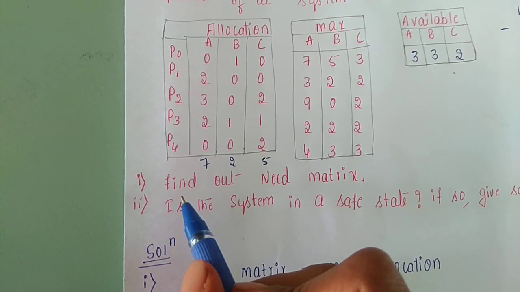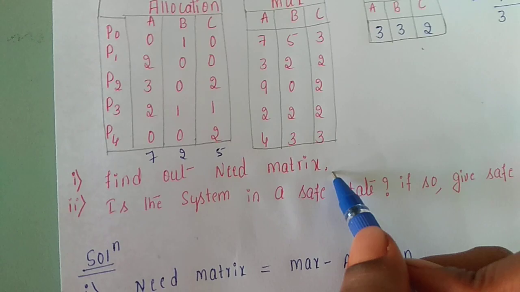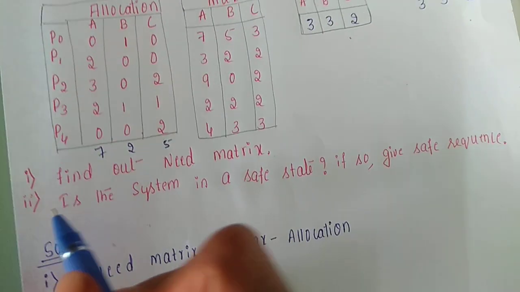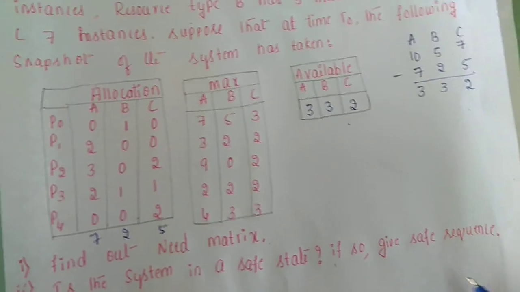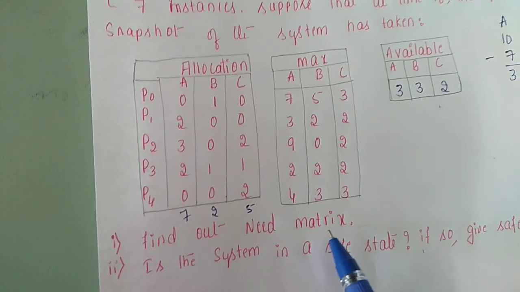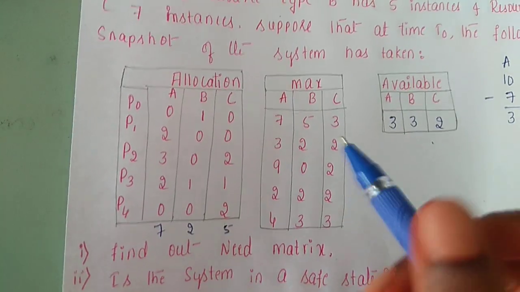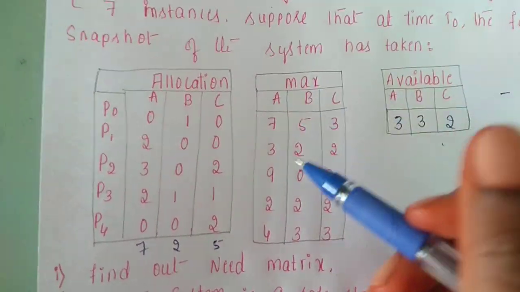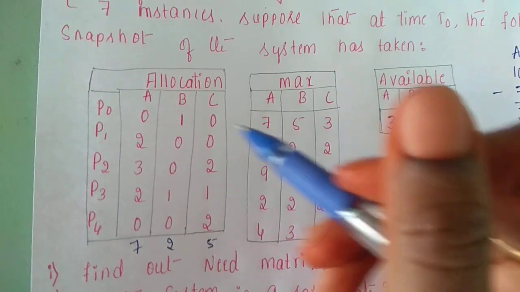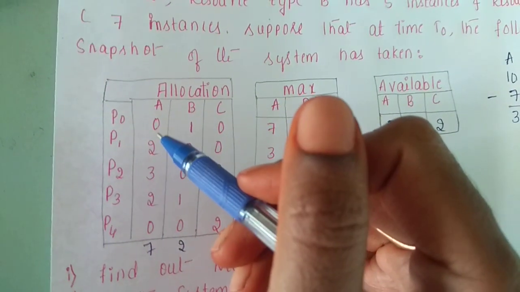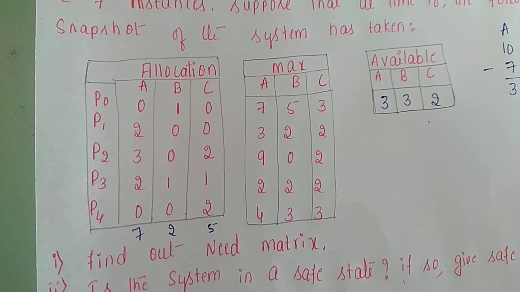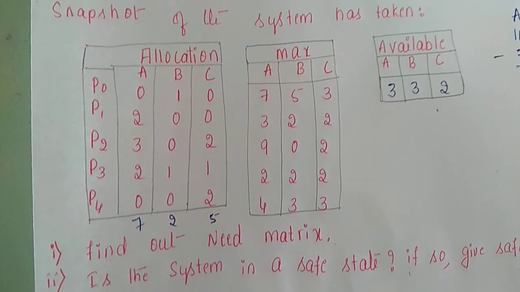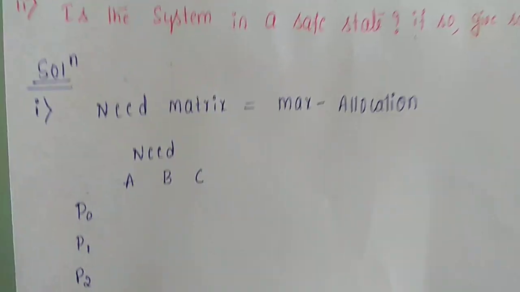So the first question here is to find out the need matrix and check whether the system is in a safe state. If so, give the safe sequence. So find out the need matrix. Need matrix means you need to calculate: he requested 7 resources and was not allocated any of that resource, so how much does he still need? That is the need matrix. We'll see the solution part in the next video.